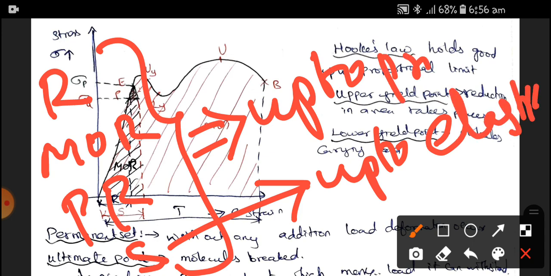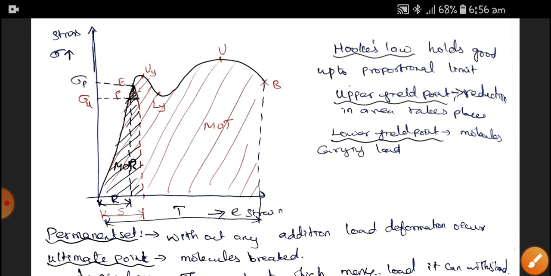This is up to the proportional limit. So these three will come up to the proportional limit, whereas the strain energy will come up to the elastic limit. So this we have to understand.